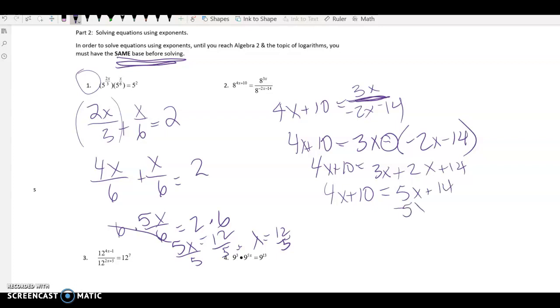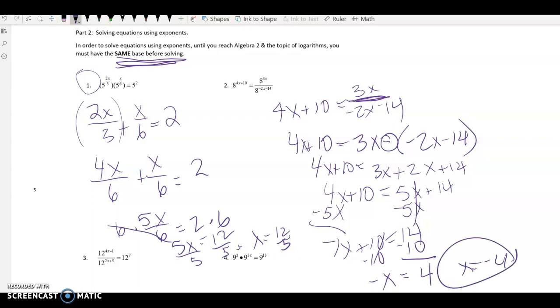Solve for x. I'm going to subtract 5x on both sides. So I get negative 1x plus 10 equals 14. Subtract 10 on both sides. So I get negative x equals 4. X has to be negative 4. All right.